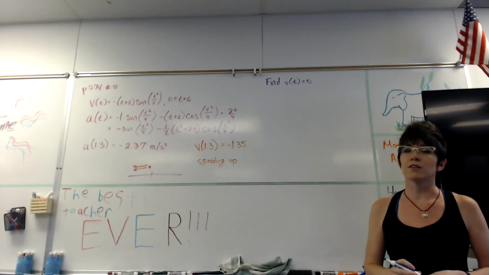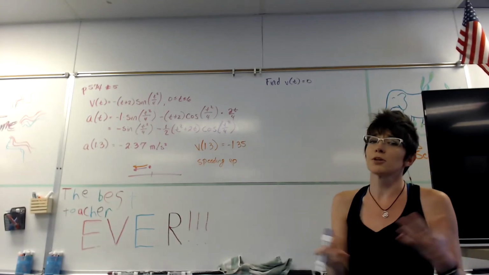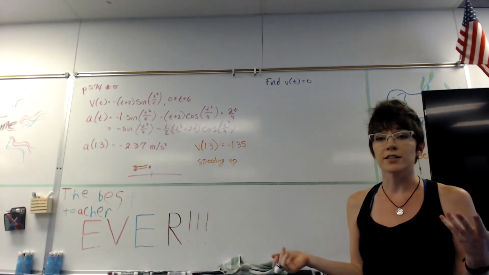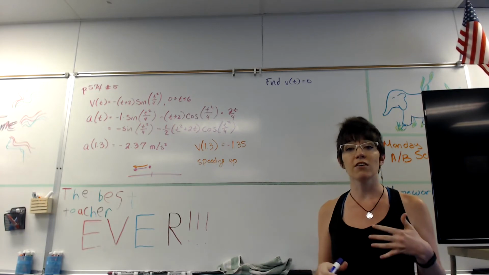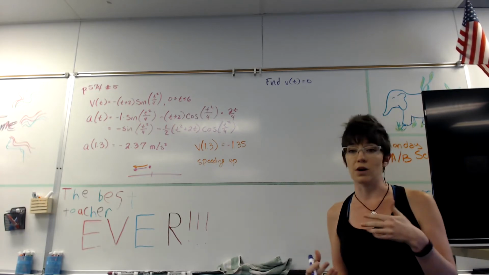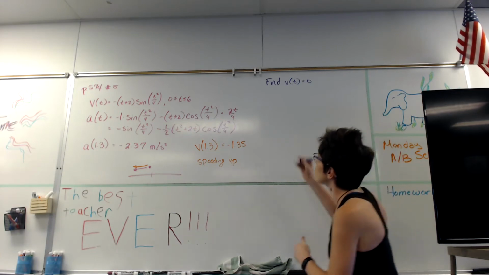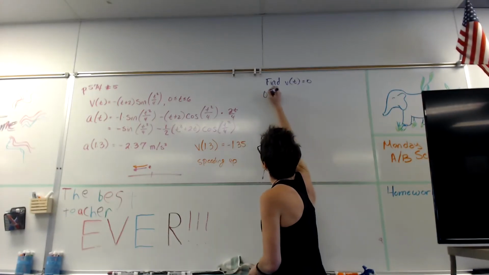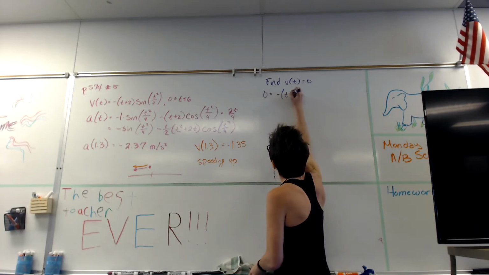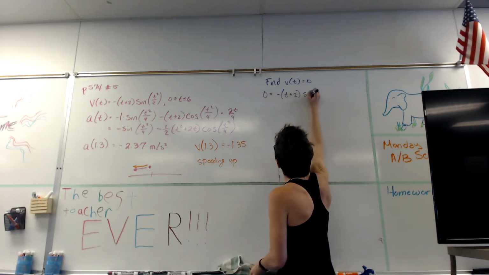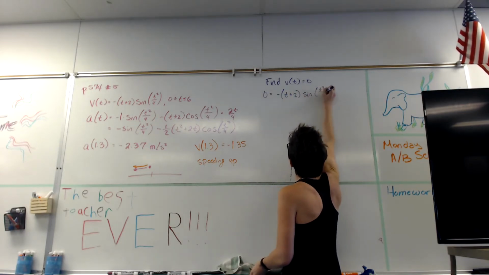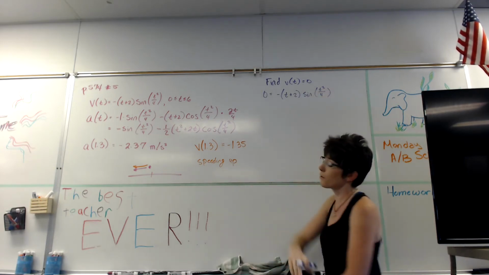You could use technology to find this, but I actually would encourage you to do it by hand. It's a really good algebra solving skill, and it pulls in some trigonometry as well, so I'd like for your skills to be there. If they're not, go ahead and try this one by hand. I'm really finding when negative t plus 2 sine of t squared over 4 is equal to 0.